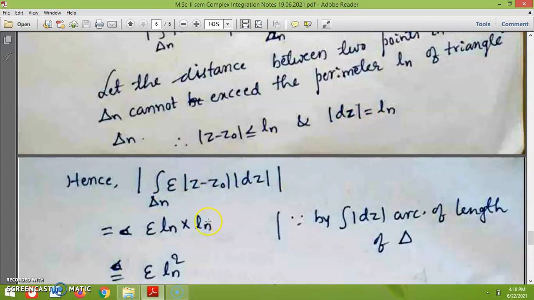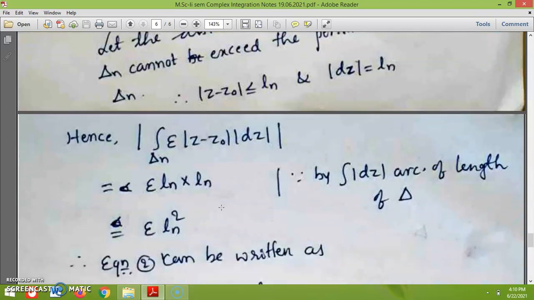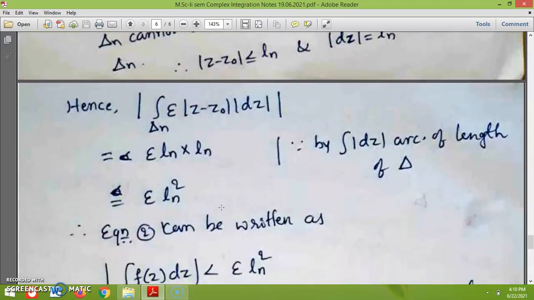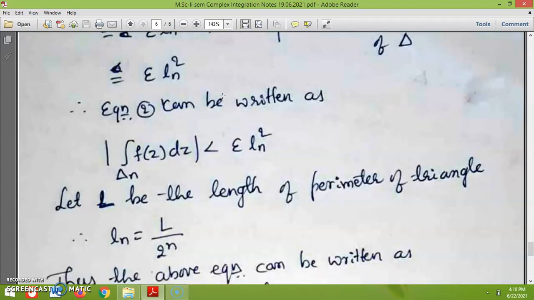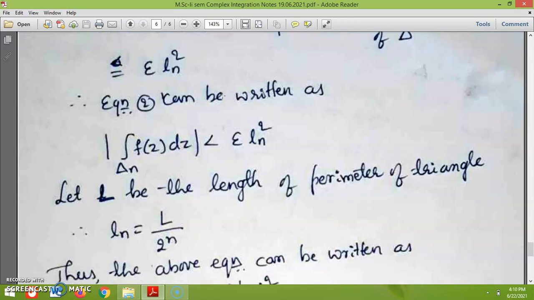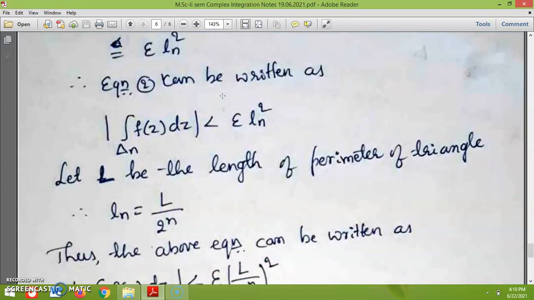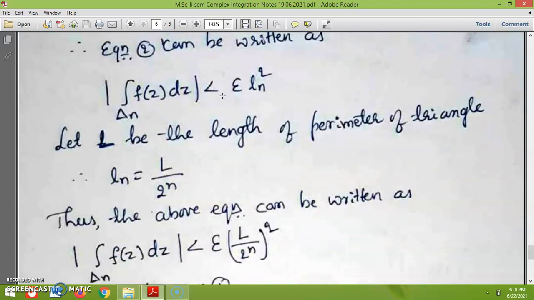Hence we can substitute those in the right hand side of that expression, so that epsilon is as it is, and this is ln and this is also ln. Since it is the integration of modulus of dz, it is nothing but the arc length of any closed curve there. So that is also ln. So you can substitute in equation 2, which gives the modulus of the integration of f of z over the triangle delta n less than epsilon into ln square.